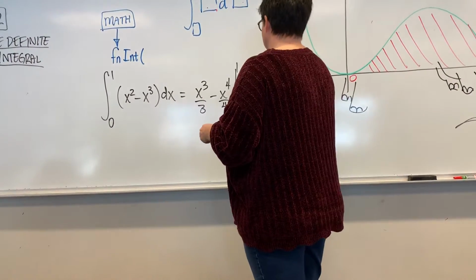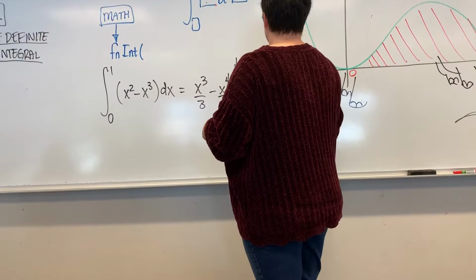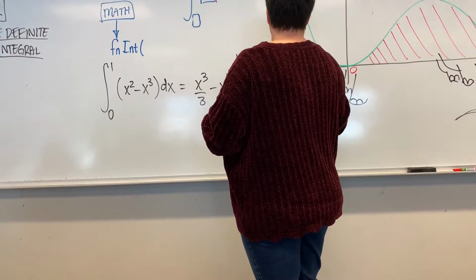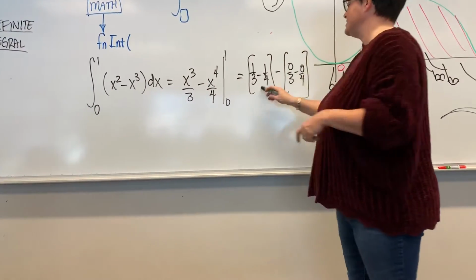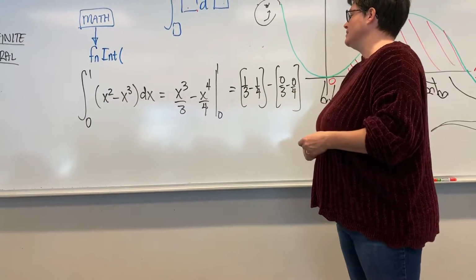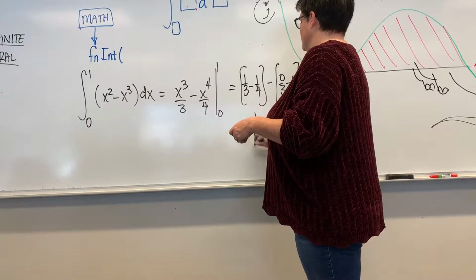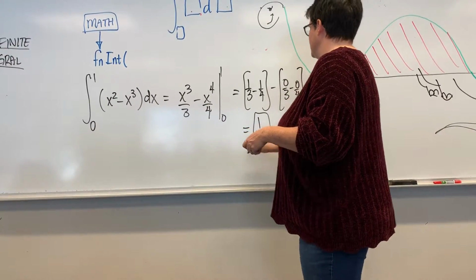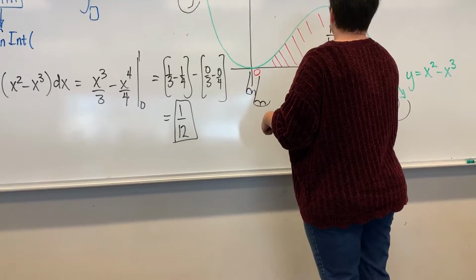And now you're just plugging in the 1 and the 0, but you'll have a minus in between them. F of b, that's this guy, minus f of a, that's this guy. So what's 1/3 minus 1/4? 1/12. This teeny tiny little area is worth 1/12.